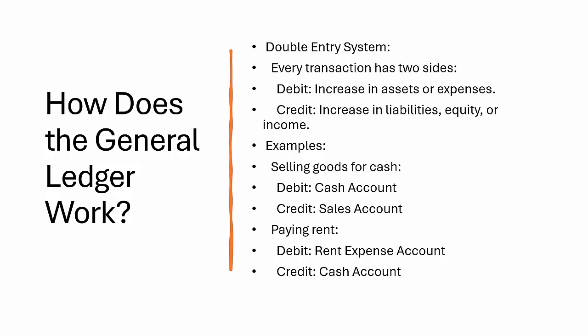How does the general ledger work? The general ledger follows the double-entry bookkeeping principle. For every transaction, there are always 2 entries, a debit in one account, a credit in another account. This ensures that the accounting equation, assets equals liabilities plus equity, always stays in balance. For example, if the business sells goods for cash, the cash account increases, a debit, and the sales account also increases, a credit. If the business pays rent, the rent expense account increases, a debit, while the cash account decreases, a credit.